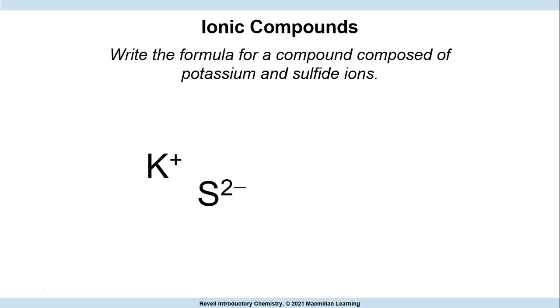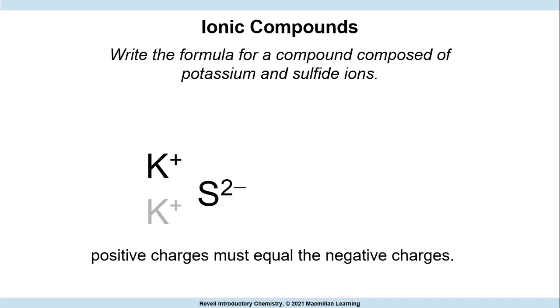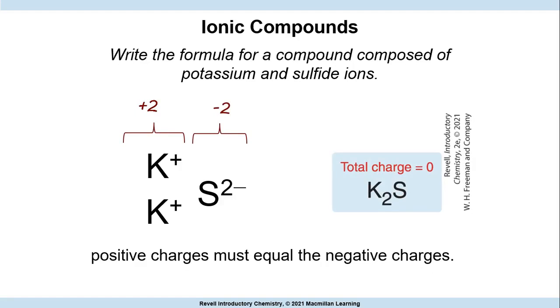So what are we going to do? We need to add one more potassium, so that has to cancel out the charges. So now we have 2 positive charges and 2 negative charges. So the positive charges must be equal to the negative charges. Now we are forming our compound which has a neutral charge. That gives us K2S. K2, 2 of the potassium and 1 of the sulfide. So the total charge is equal to 0.